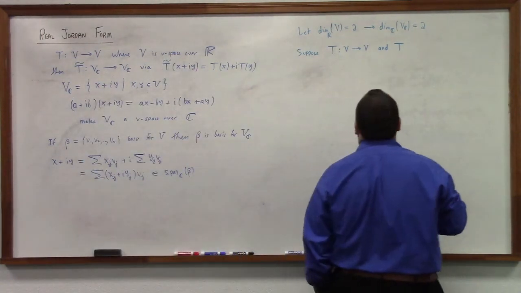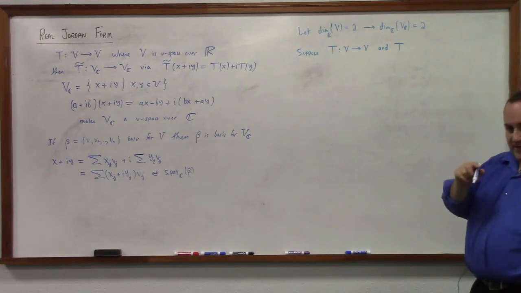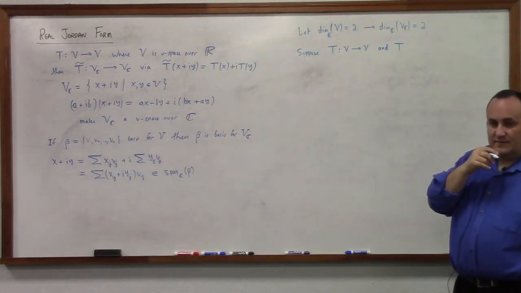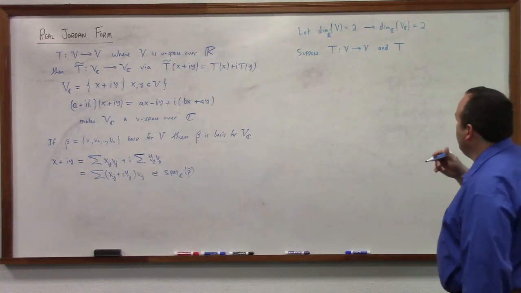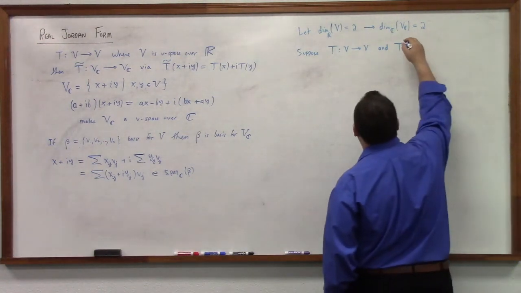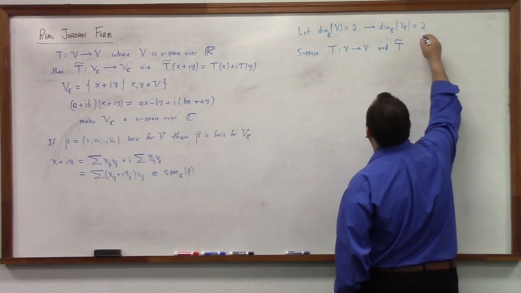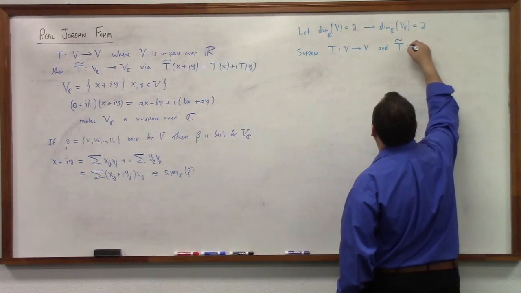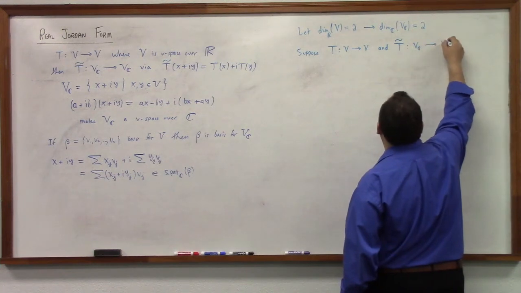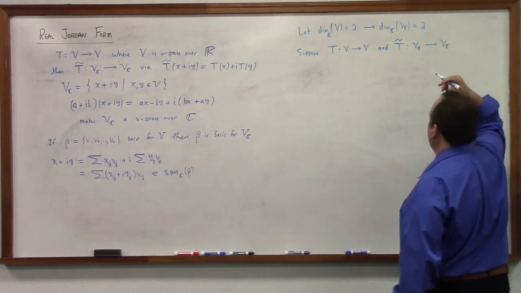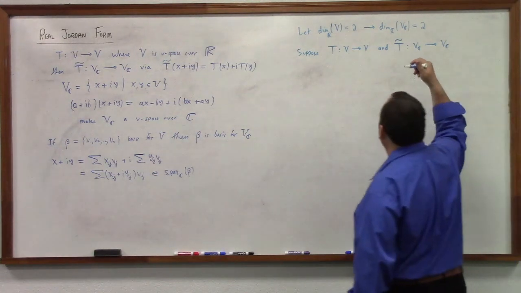This notation is actually used in engineering a fair amount. They'll slap a tilde on things to talk about the complexification of the variable. It's not an uncommon notation actually in engineering, especially EE. So T tilde from the complexification of V to the complexification of V, and I want to suppose that we have an eigenvector.